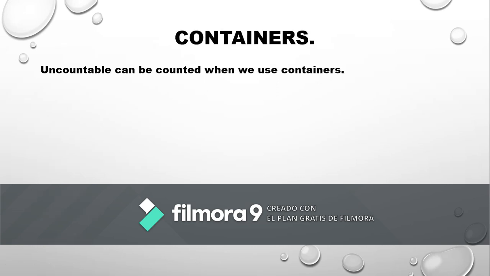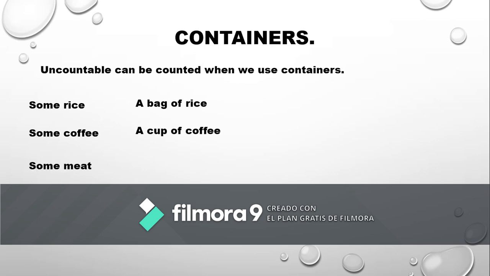In some cases, we can use containers when we talk about uncountable nouns, and the uncountable nouns can be counted when we designate a container. For example, some rice. We can say a bag of rice. A bag in Spanish means una bolsa. Another example, some coffee. We can say a cup of coffee. Some meat. We can say a kilogram of meat. In all these examples, we are specifying. Some soda, a can of soda. Some honey, a jar of honey.